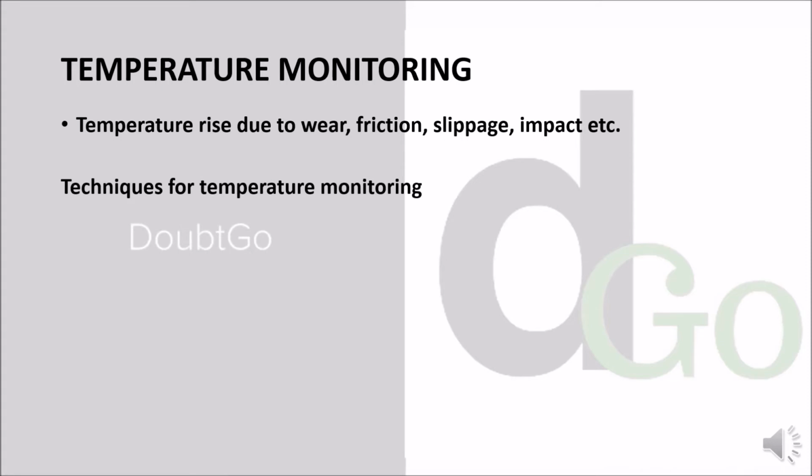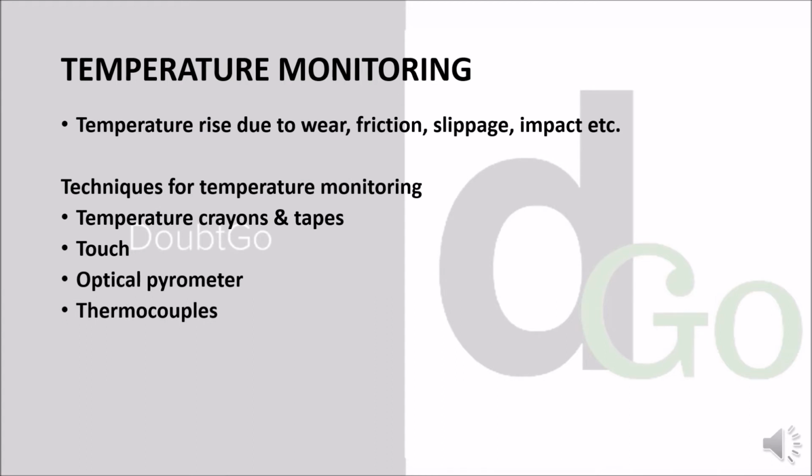The techniques used for temperature monitoring are temperature crayons and tapes. It may also be done by a simple touch for low temperatures. Optical pyrometers and thermocouples are used for high temperatures. Fusible plugs are normally used in boilers. They are a safety measure but can also indicate a malfunction.